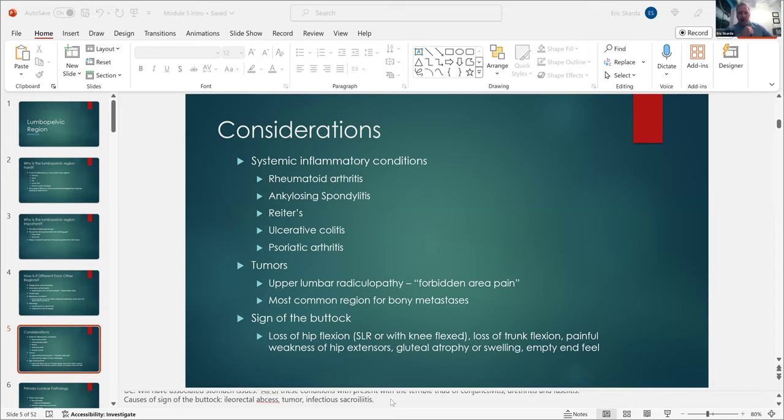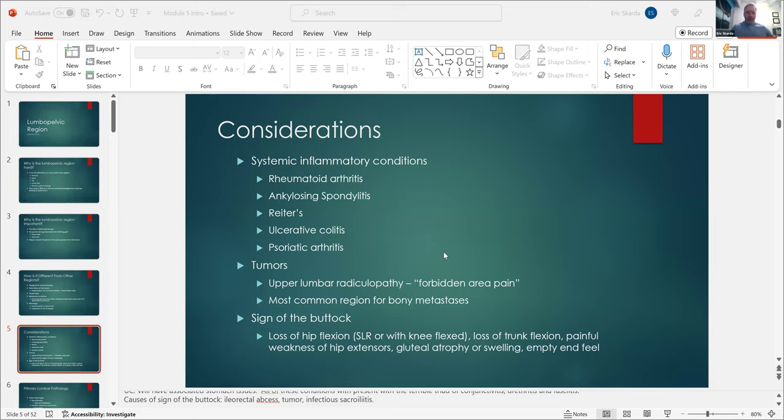I did see one in the shoulder once. Not a sign of the buttock, but an empty end feel in the shoulder that was due to a significant inflammation or bursitis, so inflammation of the subdeltoid bursa. That was a good one. Questions about any of that stuff?